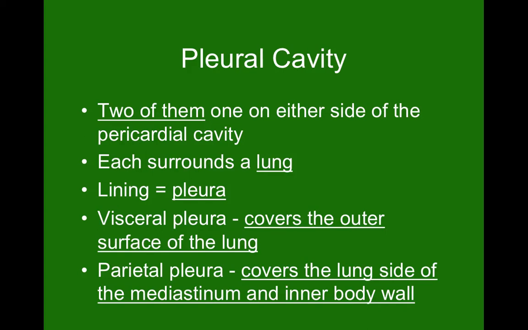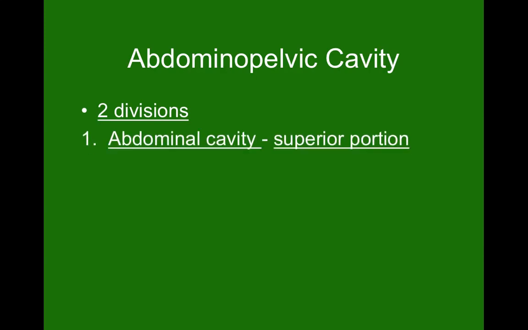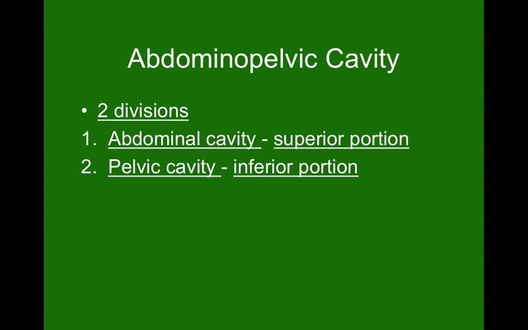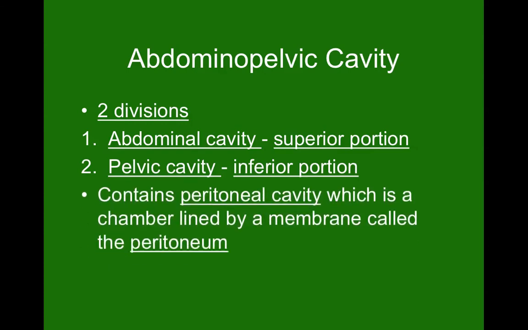So that's all that's in the thoracic cavity. So let's move on to the abdominopelvic cavity. In the name abdominopelvic, you can probably pick out what the two major divisions are. You have the abdominal cavity, which is the superior portion, and the pelvic cavity, which is the inferior portion. Inside of the abdominopelvic cavity, we also have the peritoneal cavity, and this chamber is actually bound by a membrane, whereas the other two are not, and the membrane is called the peritoneum.